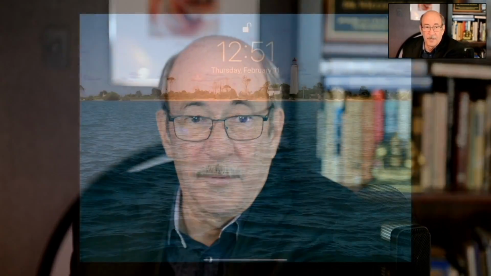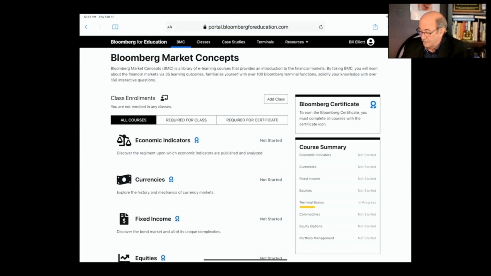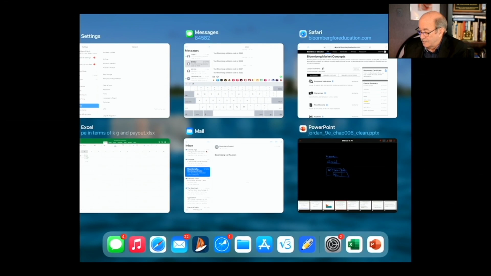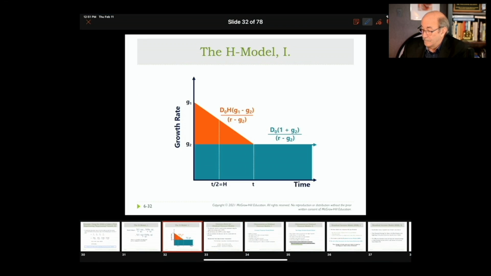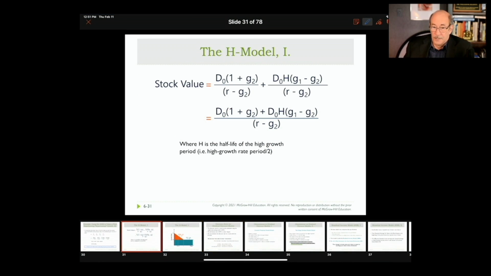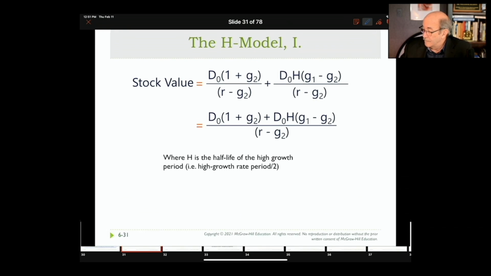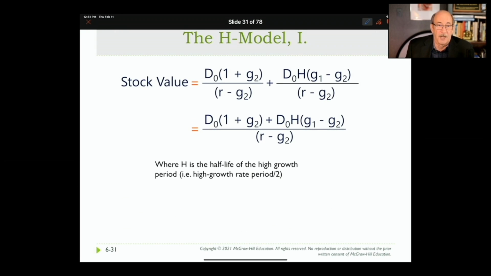All right, so let me shift over here, and let's get to PowerPoint. So we left off the H model in the last class lecture because I had the wrong slide in there, so I fixed that slide. And so here is the H model.